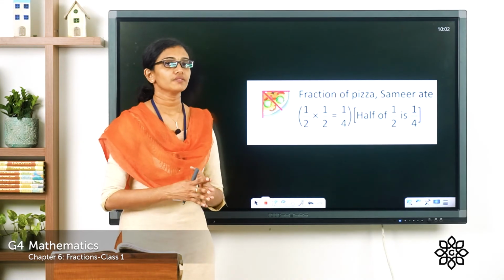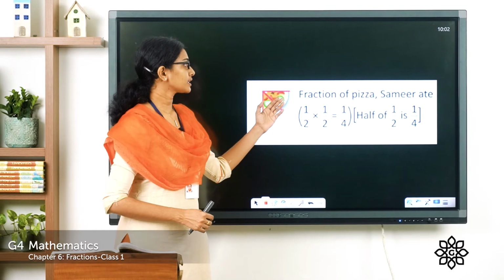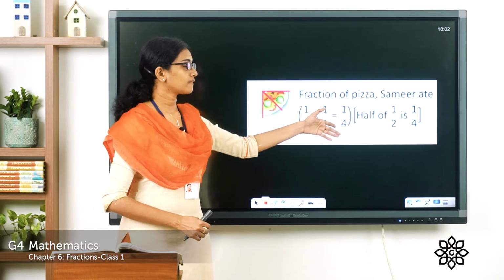So what is half of half? It is 1 by 2 into 1 by 2, and it is 1 into 1 by 2 into 2, that is equal to 1 by 4.